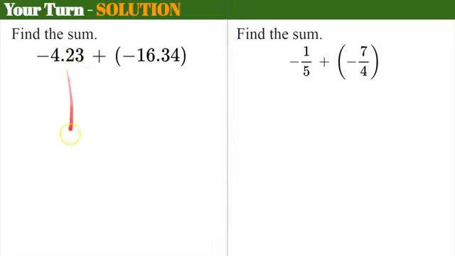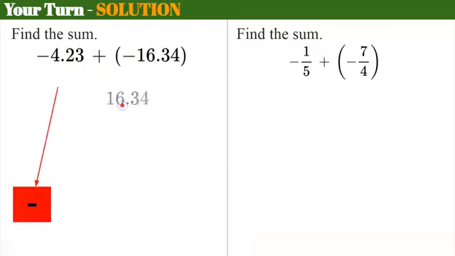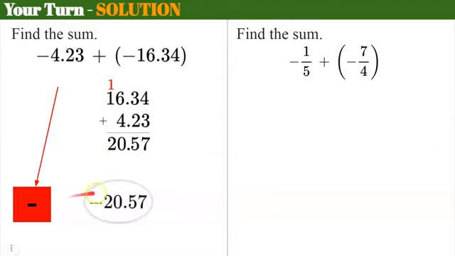So, same sign. I'm going to make a note that my sum is going to be negative. Now I'm ready to set up my addition problem. 16.34. I'm going to put the larger on top, 4.23, lining up my decimal point, and I'm going to add. 4 plus 3 is 7. 3 plus 2 is 5. Bring down the decimal point. 6 plus 4 is 10, so 0, and carry the 1. 1 plus 1 is 2. Don't forget that it is negative, and there you have your sum.